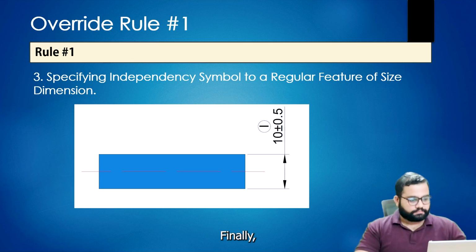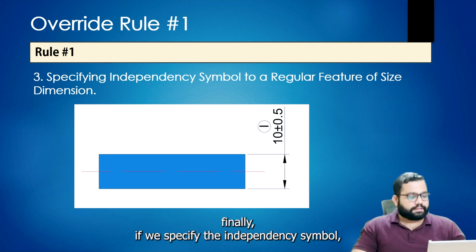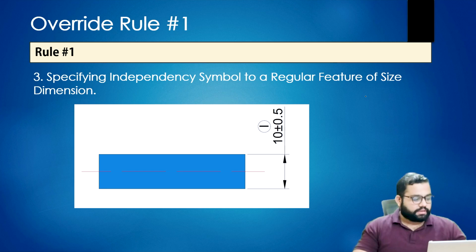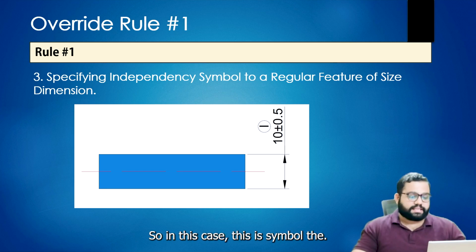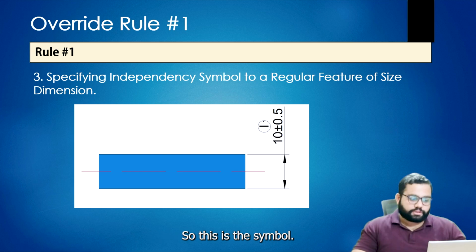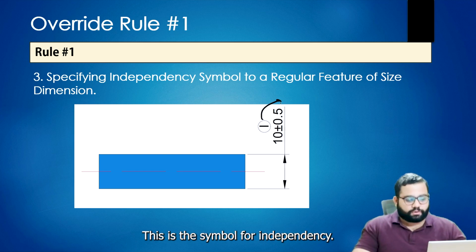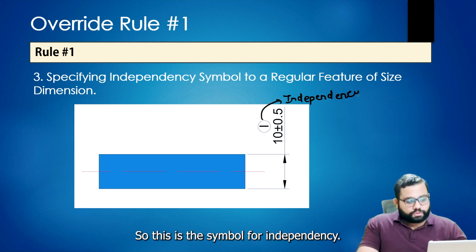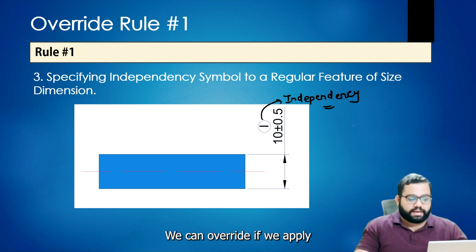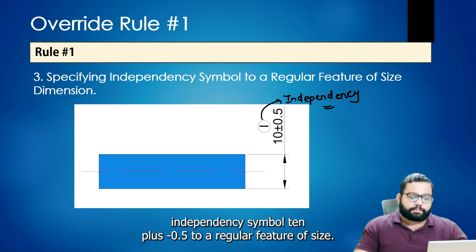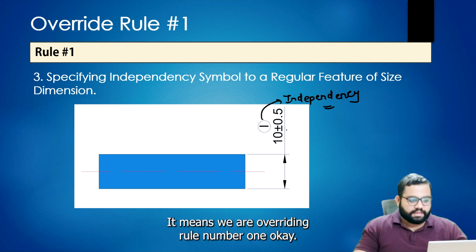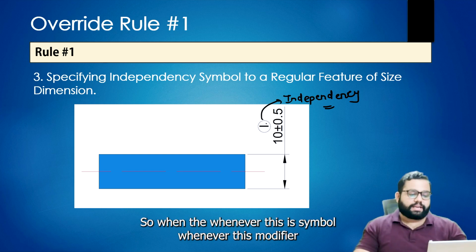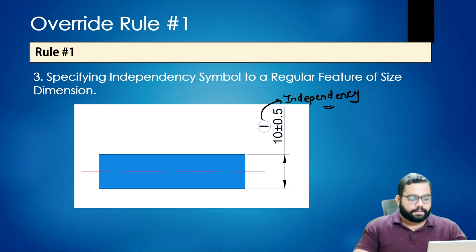Finally, if we specify the independency symbol to a regular feature of size, this I symbol is the symbol for independency. If we apply the independency symbol to 10 plus minus 0.5 on a regular feature of size, it means we are overriding rule number 1. This is the independency modifier.